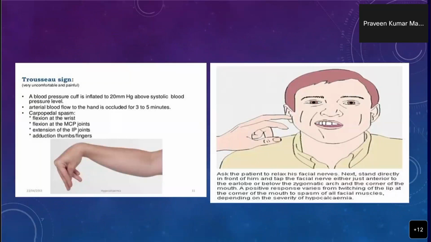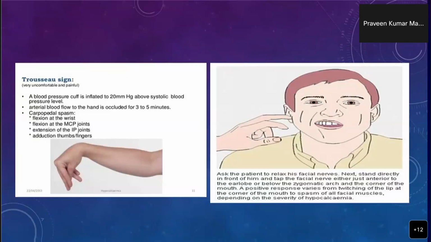Here, for the Trousseau sign, the blood pressure cuff is inflated to 20 millimeters of mercury above the systolic blood pressure, and you are able to see the carpopedal spasm, with flexion at the wrist and flexion at the metacarpophalangeal joints and extension of the interphalangeal joints.